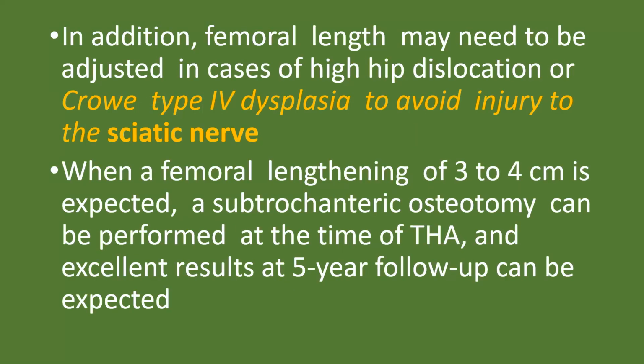In addition, femoral length may need to be adjusted in cases of high dislocation or Crowe type 4 dysplasia to avoid injury to the sciatic nerve. I repeat, you should not lengthen the extremity more than 2.5 to 3 centimeters. Be very careful. And when a femoral lengthening of 3 to 4 centimeters is expected, subtrochanteric osteotomy can be performed at the time of total hip arthroplasty, and excellent results at 5-year follow-up can be expected.